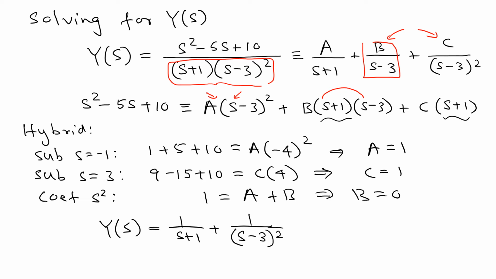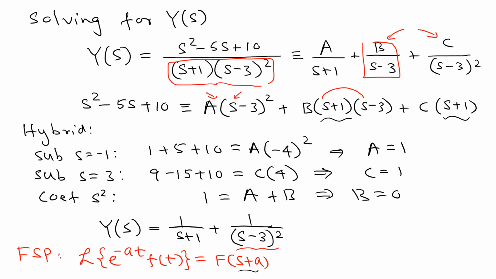Now how to find the inverse of this one? For that one, you need the first shifting property. So remember the first shifting property. It says that the Laplace transform of e to the minus at f(t), if you have minus sign, what happens is you simply get s plus a. So you find the Laplace transform of the original function, replace s with s plus a. That's exactly what we have here, but a equal negative 3 in this case.